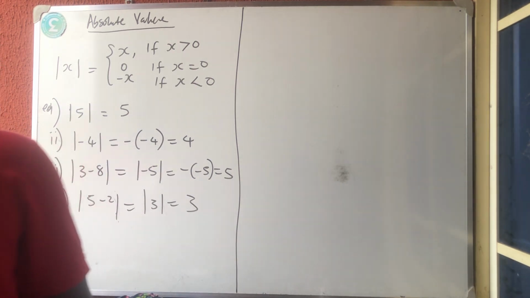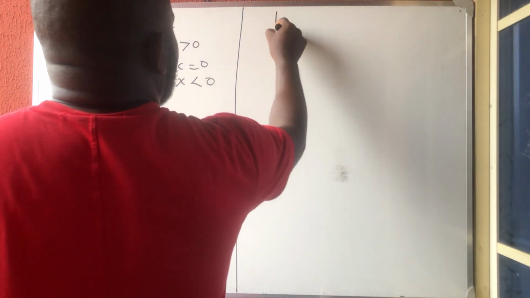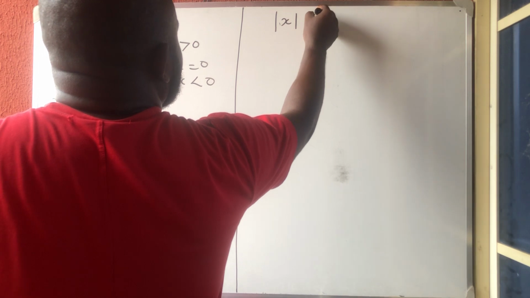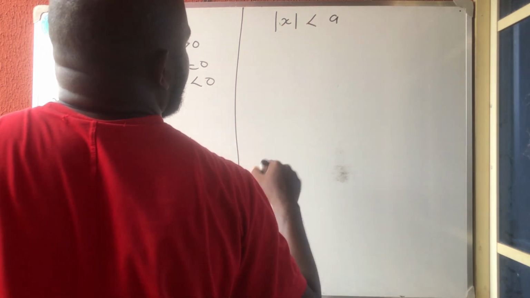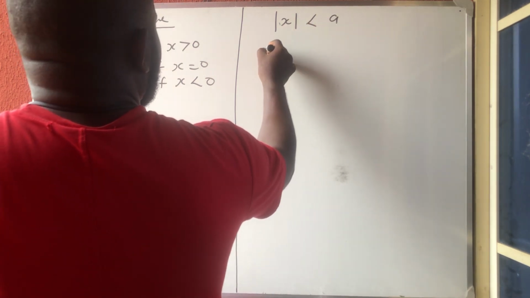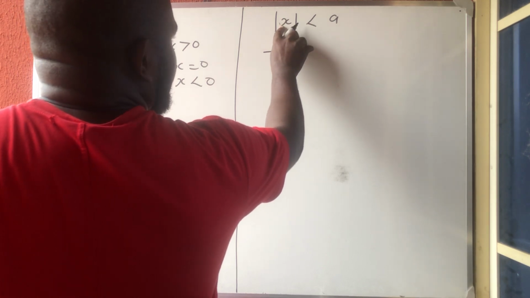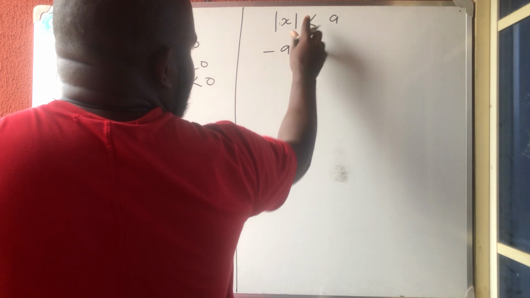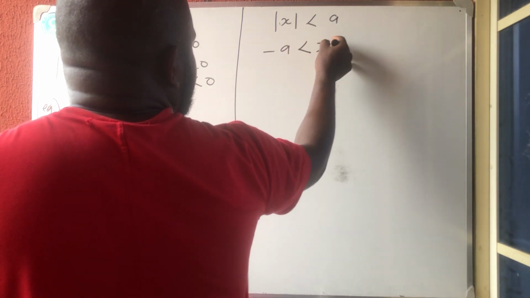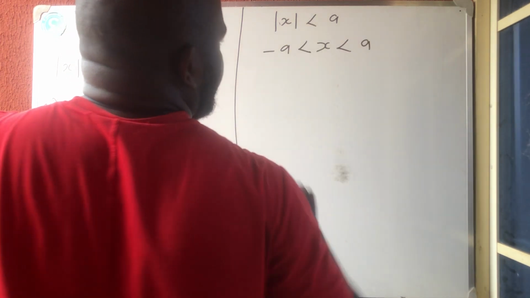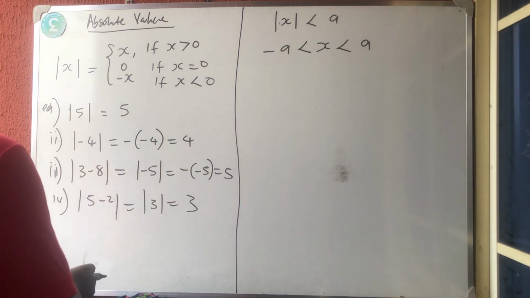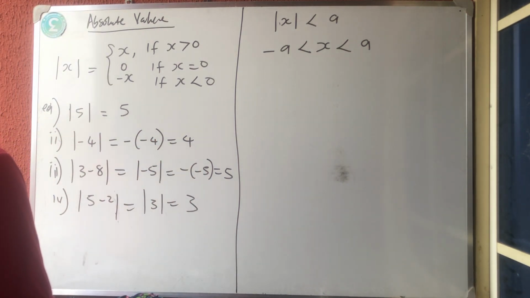Another thing you need to know is that if the absolute value of x is less than a, it means that minus a, to remove the absolute value, just put the negative of this thing, minus a, use the same sign, is less than x, which is less than a. That is just how to solve absolute value. So let's solve some questions so you will get what I mean by that.